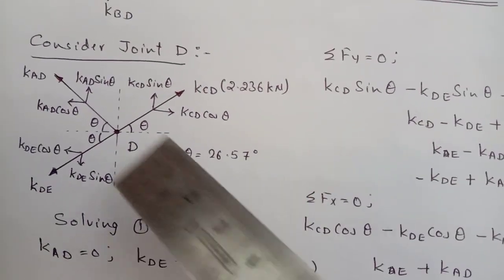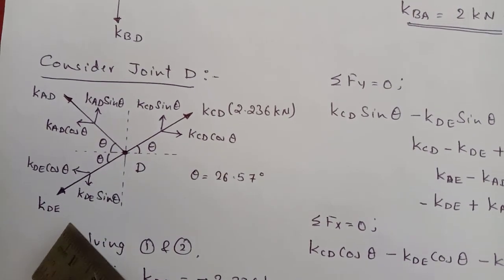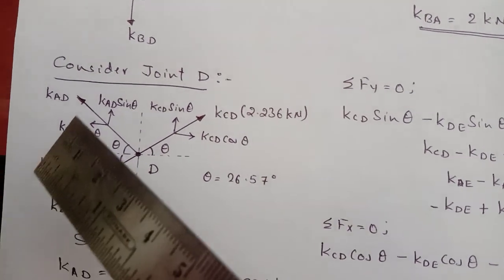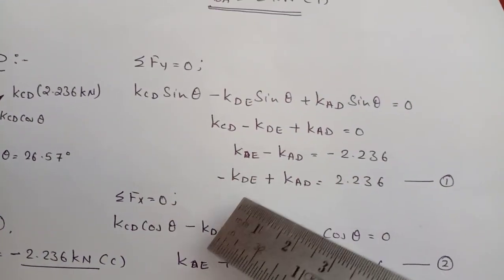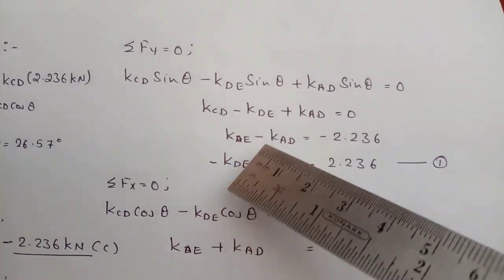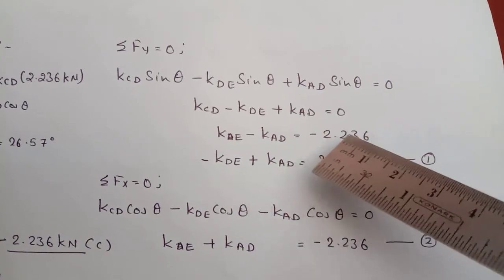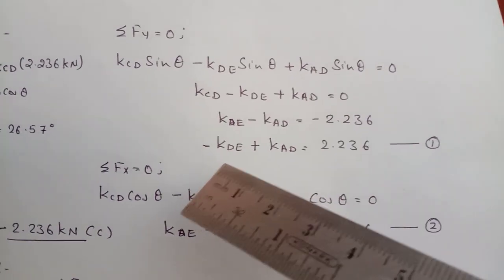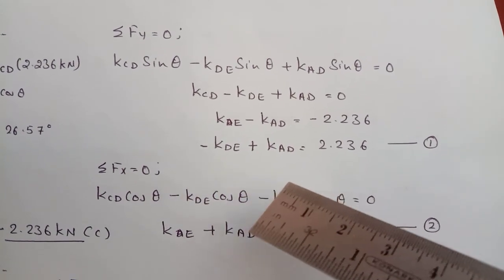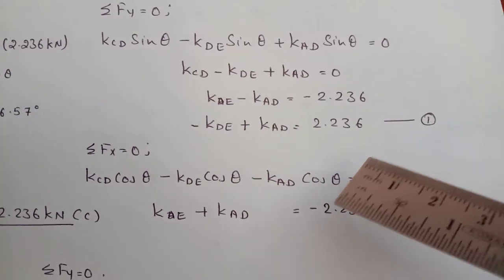I will get here KCD sin theta minus KDE sin theta plus KAD sin theta equal to 0. Sin theta can be cancelled everywhere, giving you KCD minus KDE plus KAD equal to 0. KCD is a known value. When I substitute KCD, I get minus KDE plus KAD equal to 2.236 kilonewtons.